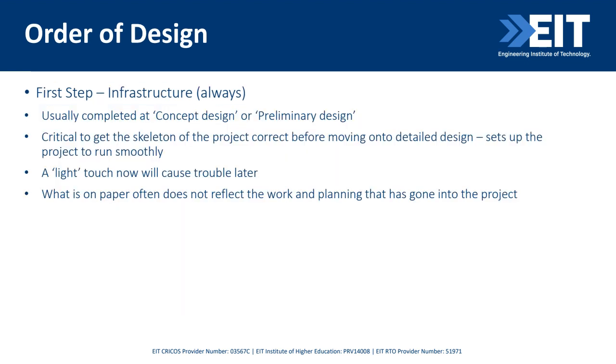So the first step, always infrastructure. Now we normally do this early. Early might be a concept design or a preliminary design. But if it's done correctly, then we get the project set up and it will run smoothly through the detailed design process. Cutting corners in this stage can cause problems later because you may not have enough plant space, or they may not be coordinated with where your generator sits to where your main switchboard sits. So hence, planning at this first point is very important.